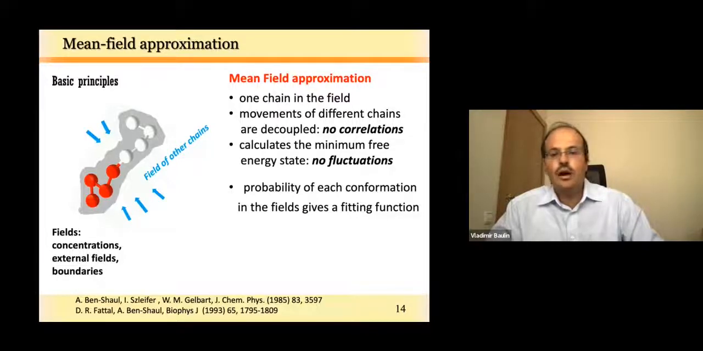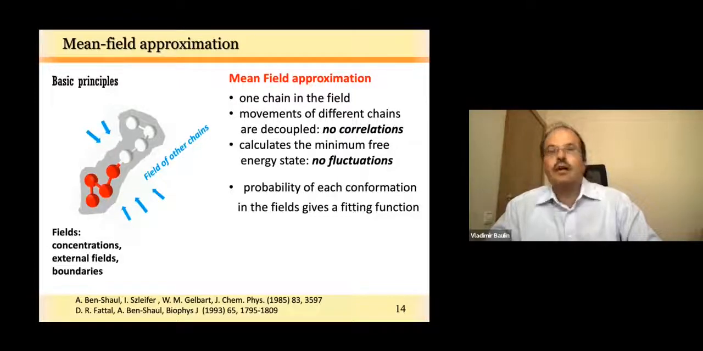That's why you are losing correlations between molecules, the movement of the molecules, and also the fluctuations. But you are getting the minimum of the free energy state. And then the fitting function may be related to the probability of each conformation in a given field.